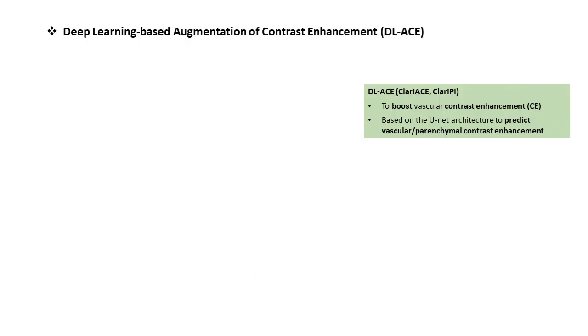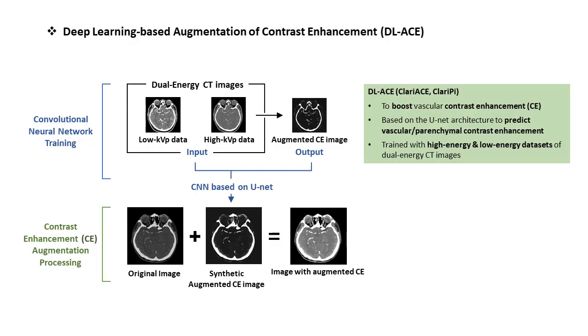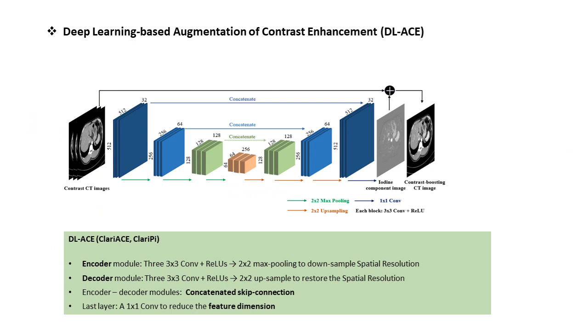To solve this, we applied two specific deep learning algorithms developed by Claripi. The first is DLACE, which is used to boost vascular contrast enhancement. It uses a neural net architecture trained with dual-energy CT dataset to predict iodine maps. By adding these predicted synthetic iodine images to original images, we obtain images with augmented contrast enhancement. The algorithm's details are described on this slide.